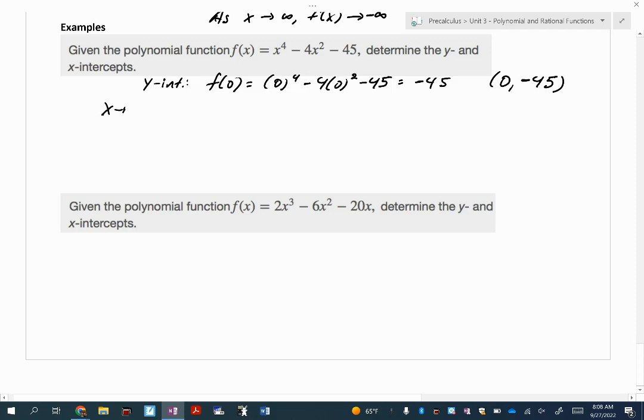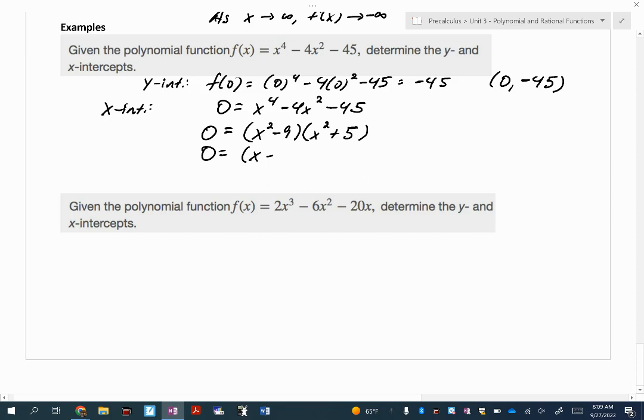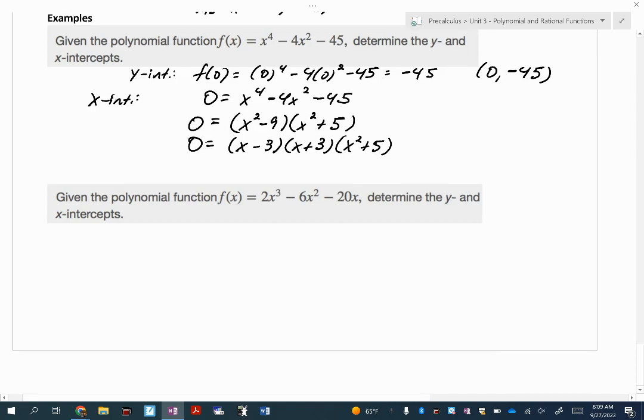Now to find the x-intercepts, that's a little bit more challenging when you have a polynomial function, because you're going to actually make y 0, which means I'm going to set this function equal to 0. But this is actually something that I can factor. I showed you guys in the previous unit that if you just think of this as x squared and x squared, you can think of factors of negative 45 that add to negative 4. So that's going to be negative 9 and positive 5. All right, so if I keep factoring, I get (x - 3)(x + 3), that's the difference of two squares. x squared plus 5 cannot continue to be factored, so I leave that alone.